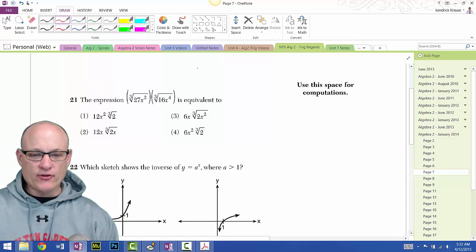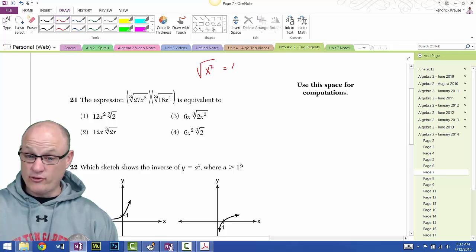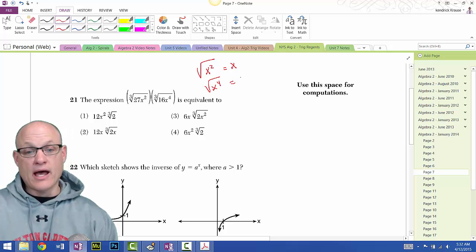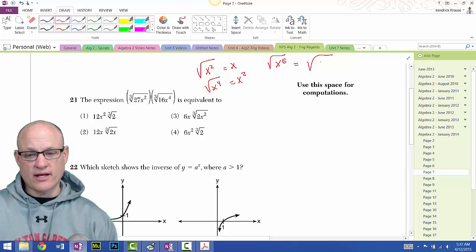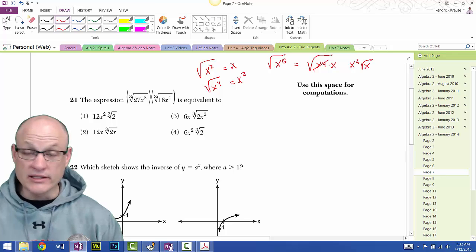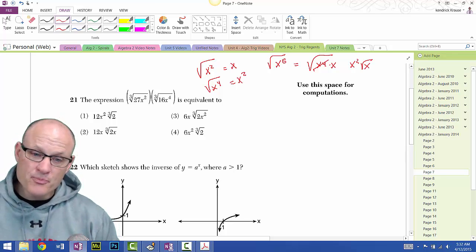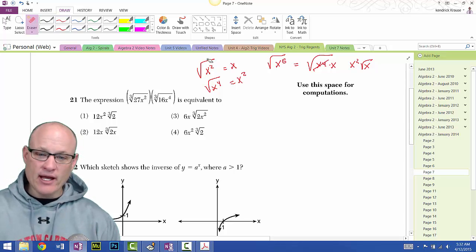What is the square root of x squared? Oh, x, you say? What's the square root of x to the 4th? Oh, x squared, you say? What is the square root of x to the 5th? That's a 5, by the way. Isn't that really just the square root of x to the 4th times x? And isn't x to the 4th really just x squared times x? Well, yes, it is. But, Mr. Krause, we don't have square roots.